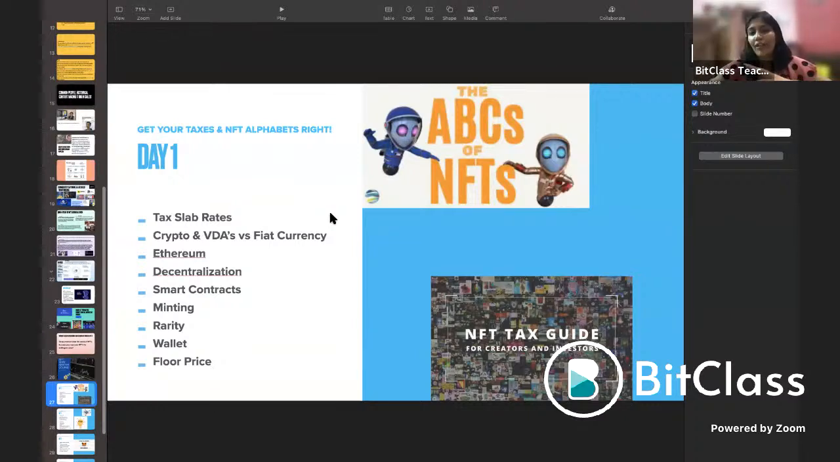And we are going to get our alphabets correct. What is minting? What is floor price? What is rarity? What is decentralization? Ethereum? What is all this? Okay. We will understand in detail each and everything.